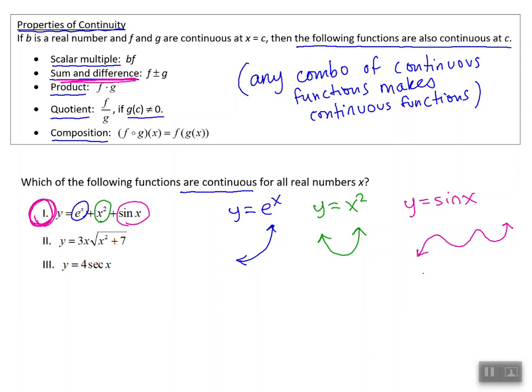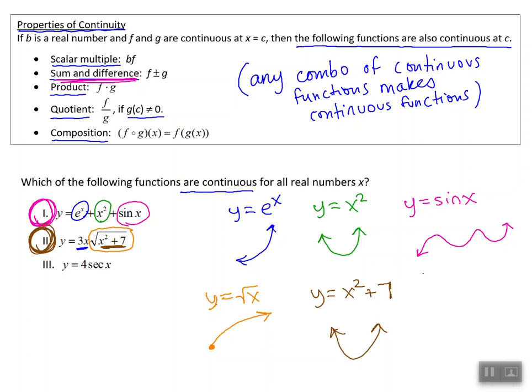How about the next one? y equals 3x. Again, linear. I know what that looks like. Next to it is a composition of continuous functions. I know that y equals square root of x is a continuous function. That's my rainbow function, looks like that. And inside it, I have that parabola, y equals x squared plus 7. Quadratics are continuous functions, and that's a composition of continuous functions. So again, this is a combination of continuous functions, therefore it has to be continuous.